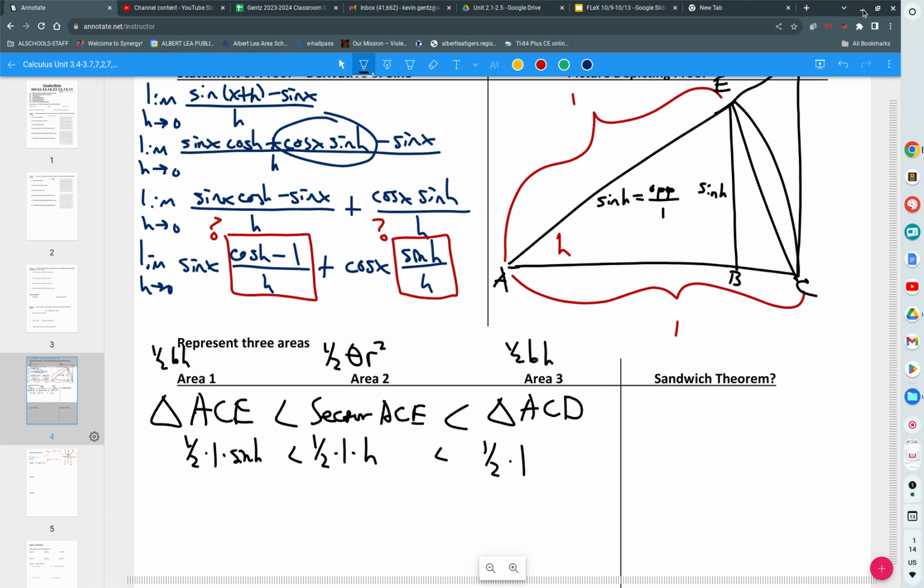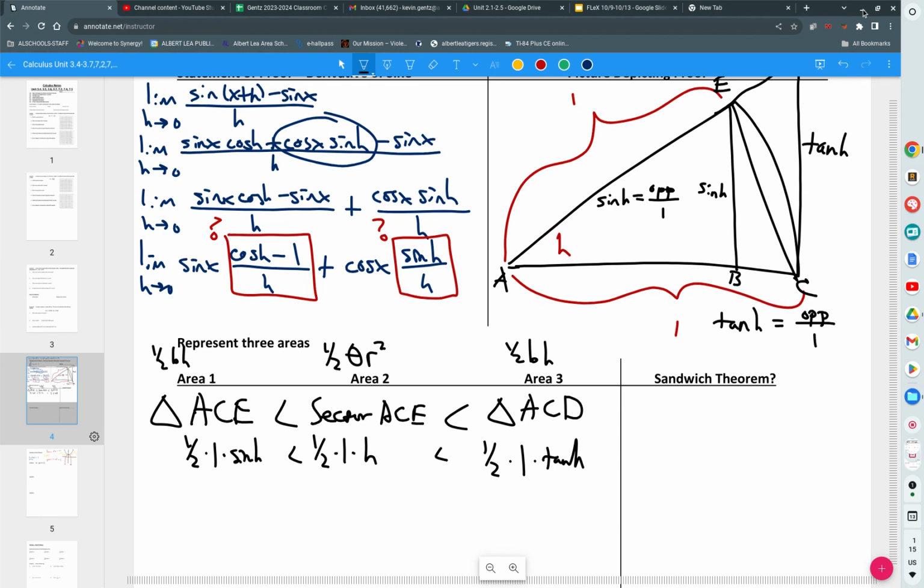I've got the angle, I've got the adjacent, and I'm looking for the opposite. Which trig function has to do with the adjacent and the opposite? Tangent. So I know that the tangent of angle H is equal to the opposite, which is what I want, divided by the adjacent, which is 1. So what is that opposite side then equal to? Tangent of H. So this side over here is tangent of H. That's our height. Sweet.